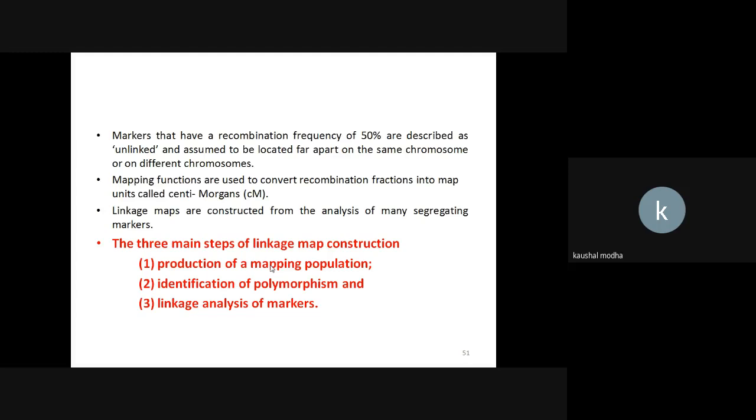Then we analyze linkage between these polymorphic markers and any QTL. That's the way you identify the marker loci which are linked with the QTLs. Out of so many polymorphisms you have detected between the two parents, you identify the marker loci.